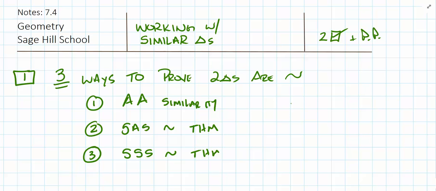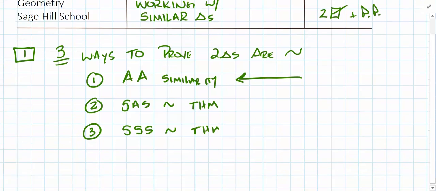We're going to focus this lesson on the first one here, the angle similarity theorem. Okay? So these are the three ways that we can prove two triangles are similar. And notice I have the similar symbol there. Fair enough? Those are the three ways.